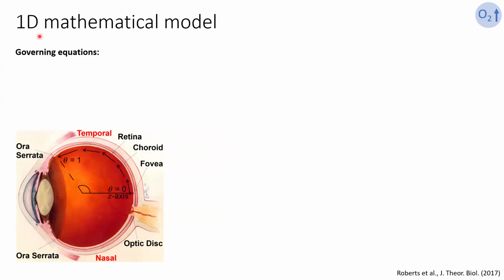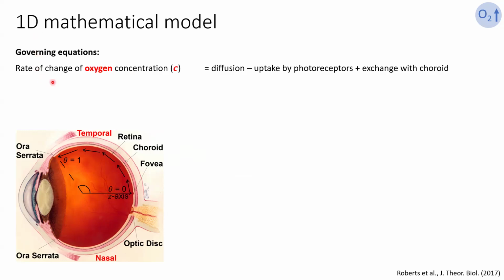In its simplest form, the model consists of 2 governing equations, which I'll describe here in words. The first equation says that the rate of change of the oxygen concentration, or C, is dependent upon the diffusion of oxygen, the way it moves towards the ora serrata or towards the fovea; its uptake by photoreceptors, which depends on the concentration of oxygen and the density of photoreceptors at a particular location; and also an exchange of oxygen with the choroid, which in general is an input term because the oxygen concentration is, of course, higher in the choroid than the retina.